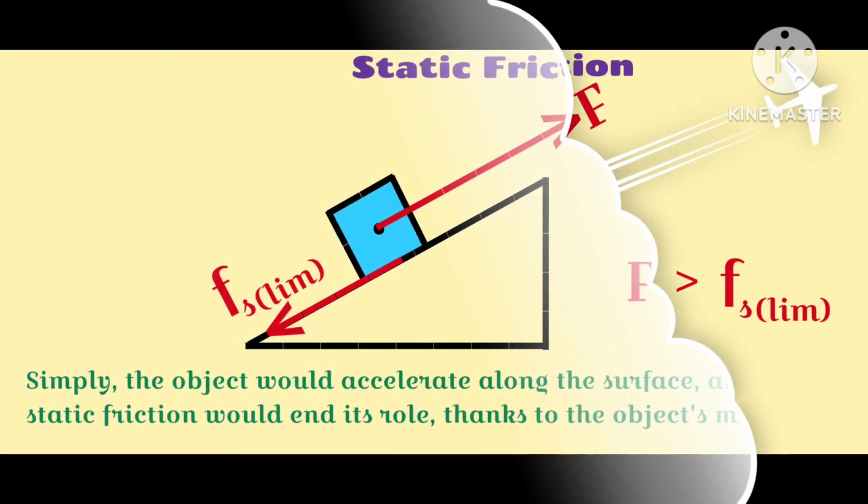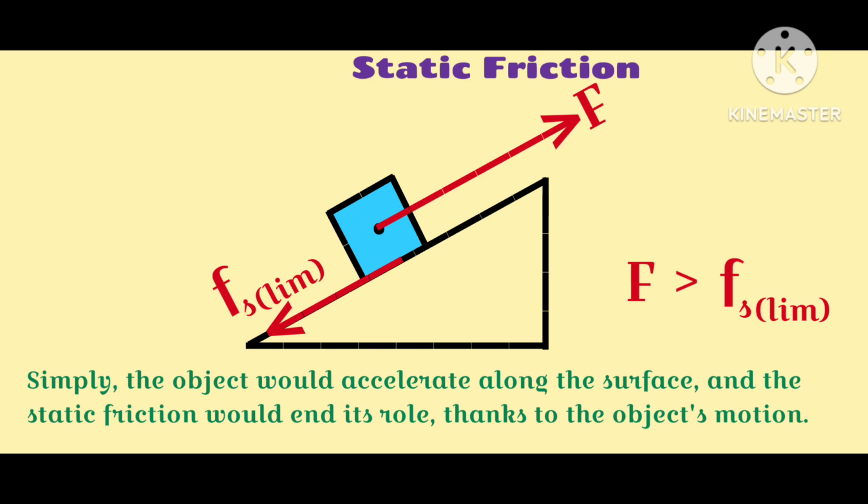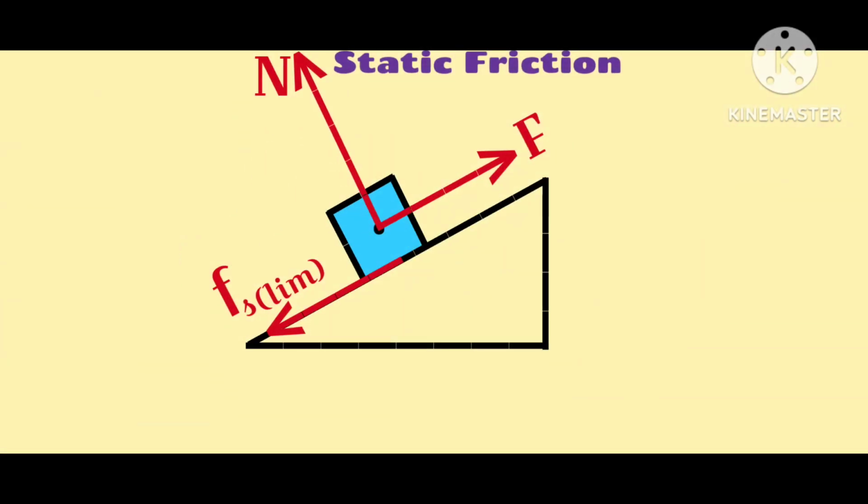Simply, the object will accelerate and slide along the surface. The static friction will no longer exist. The normal force is the force that the surface exerts on the object in the direction normal to the surface itself.